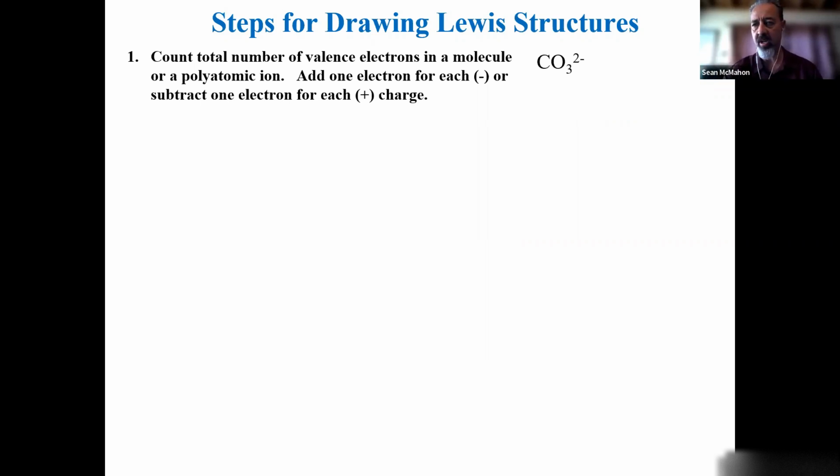So I want to draw the Lewis structure for this species. Now, what is this species? We should be able to name this. This is carbonate. This is one of the 5 non-metal ates that I told you should know. So the first thing is I have to count the total number of valence electrons. Carbon has 4, there are 3 oxygens, each has 6, and then I have this 2 negative. Remember, for every negative I add electrons, and for every positive I subtract. So 2 negative, I'm going to add 2. That gives me a total of 4 plus 18 plus 2, a total of 24.